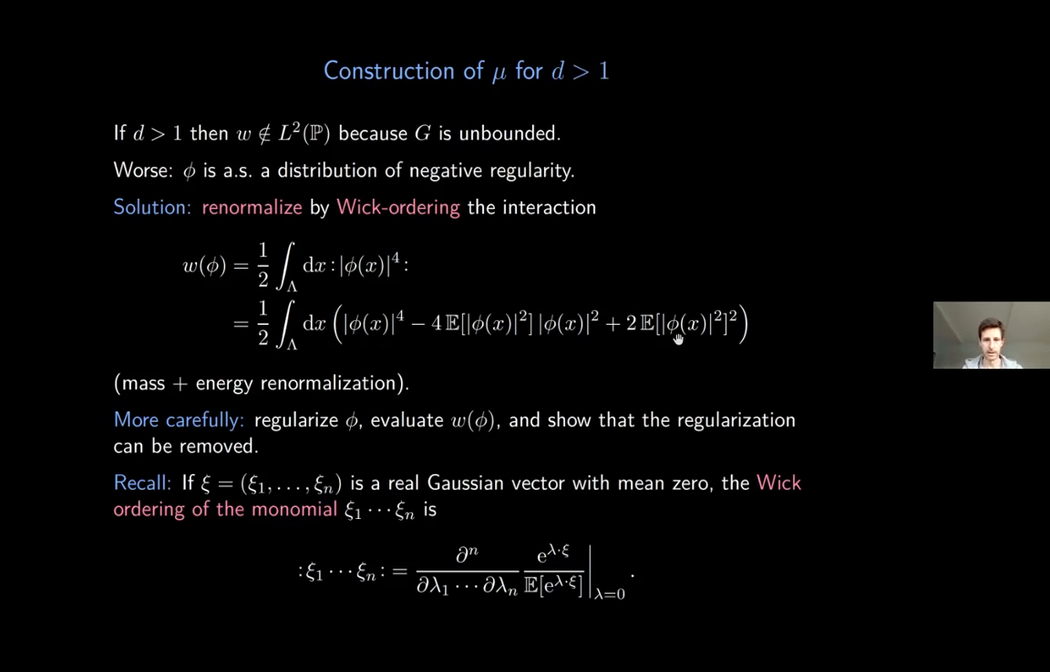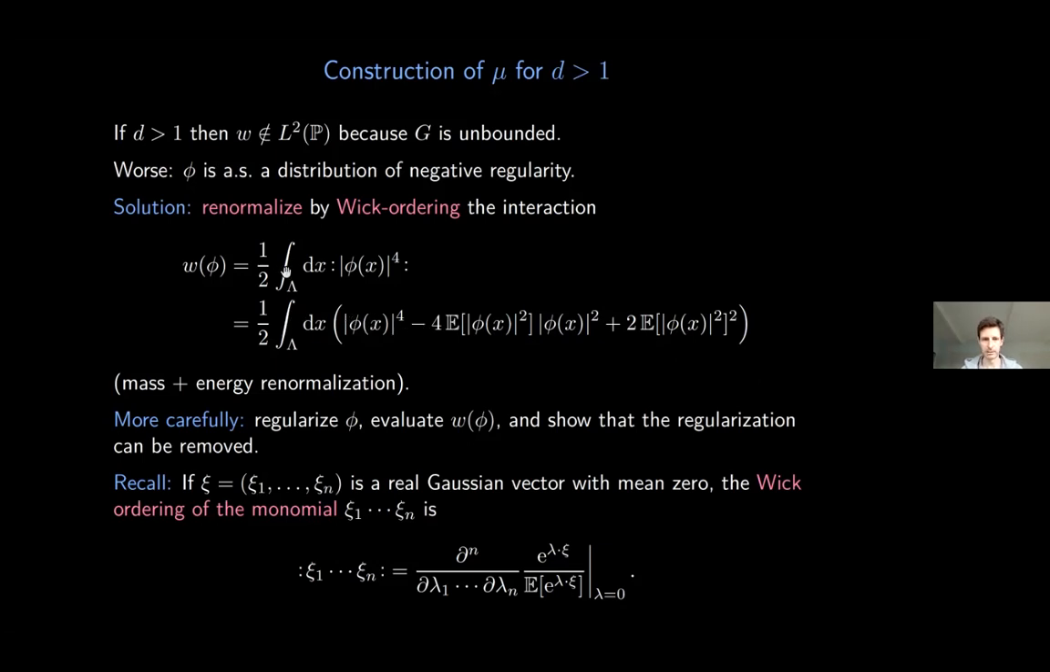Now, if you read this, you will realize that what I wrote makes no sense, because this is not a function, so you can't take pointwise products, and similarly, these expectations are all infinite. Of course, it has to be, because we want to subtract infinite counter terms from this thing. So the way to do this properly is you regularize your field phi to begin with, you convolve it with some smooth approximate delta function. Then all of this makes sense.